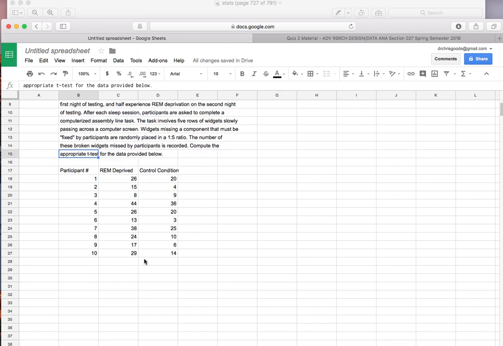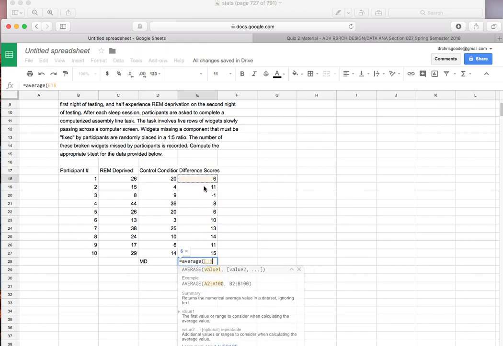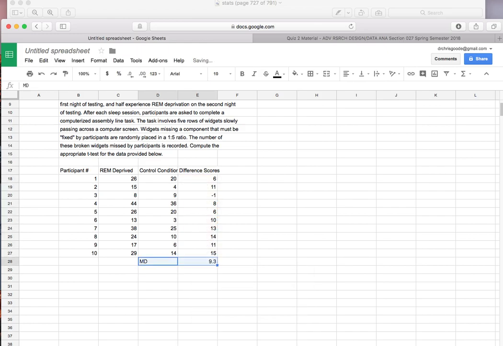We're going to do a repeated measures t-test because these are the same people, which means that we need to compute difference scores for each participant. So for number 1, we're going to subtract their control minus their REM deprived. Then we're going to copy and paste and look at our mean difference score. Sample mean difference score is the average of all the difference scores. That's what we're interested in.